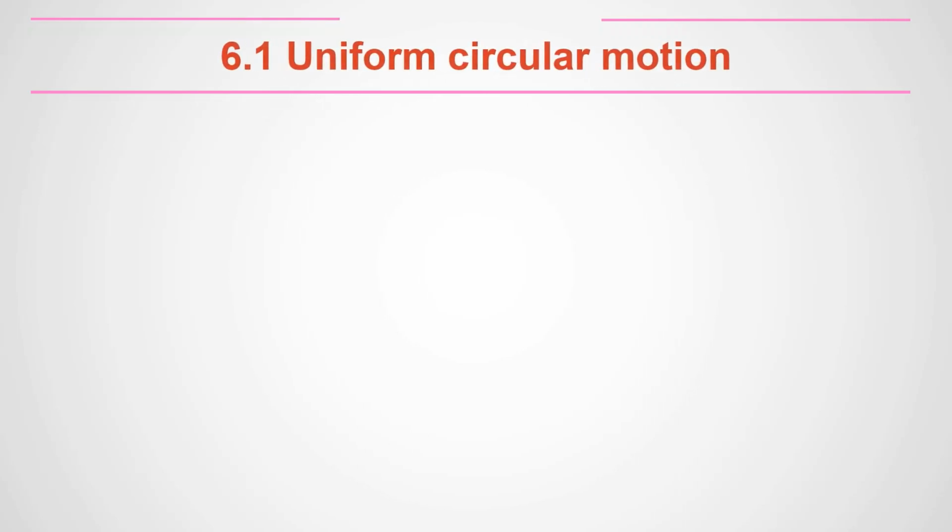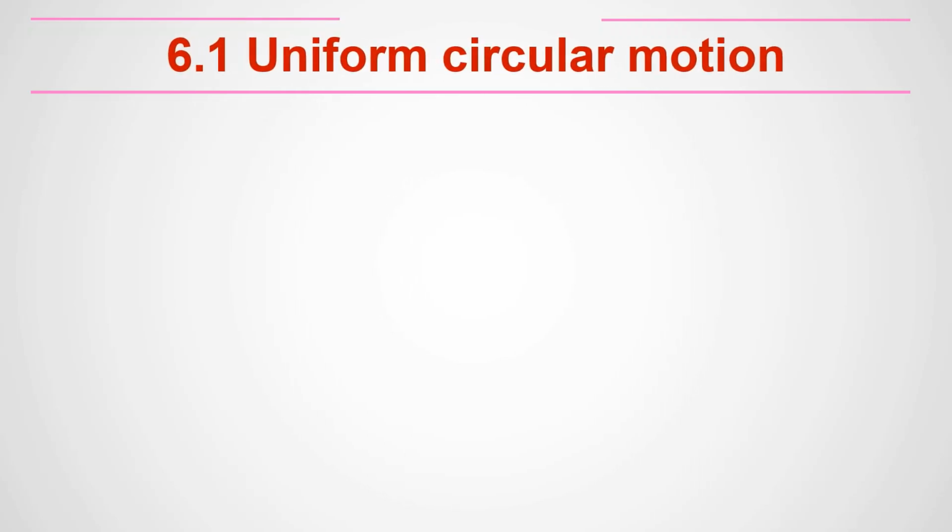What is uniform circular motion? Uniform circular motion is a motion in a circle or circular arc at a constant speed.